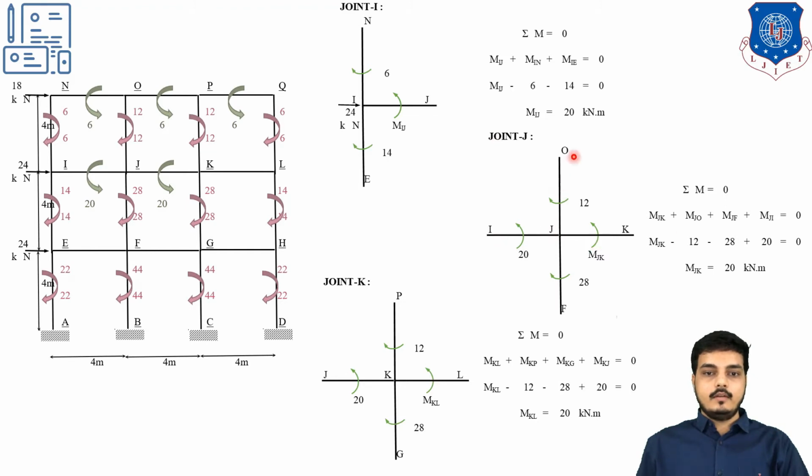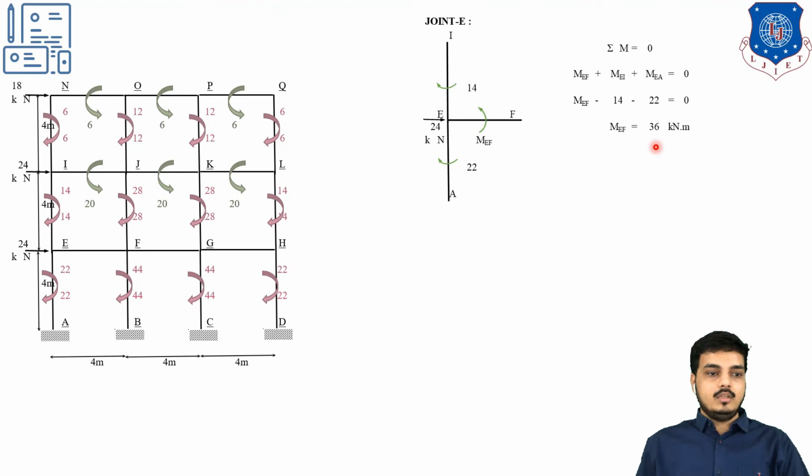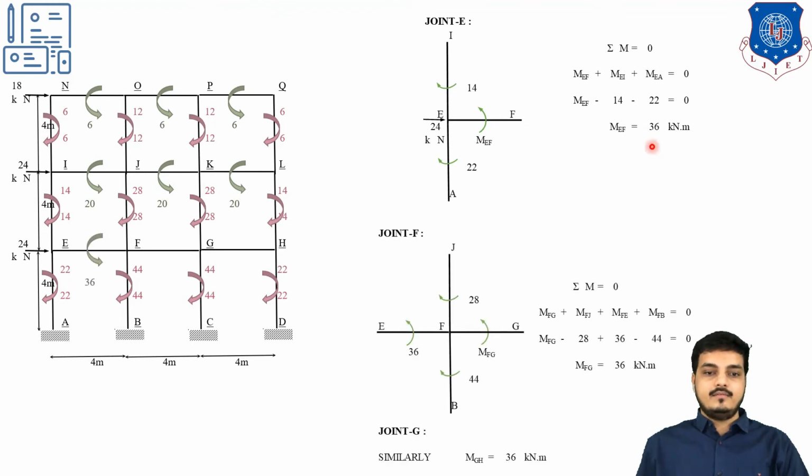Similarly, the J junction point where 4 members are meeting. This is my column moment which we have already found out in step number 2. This moment we have recently found out. So by summation of it, we will find out this MJK moment. Similarly, MKL, then MEF, MFG and MGH. So this we can find out with the help.